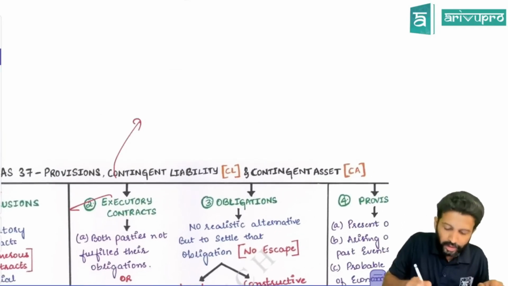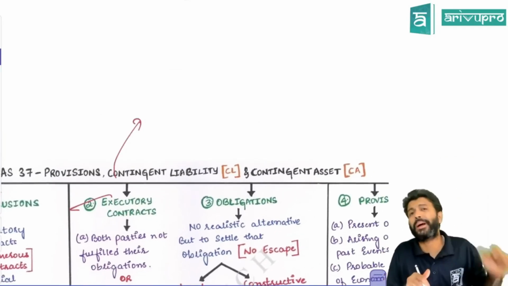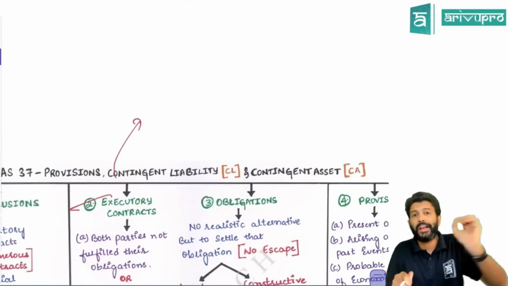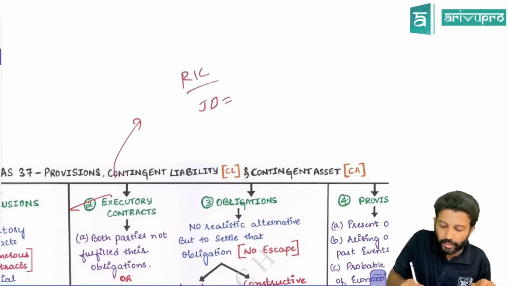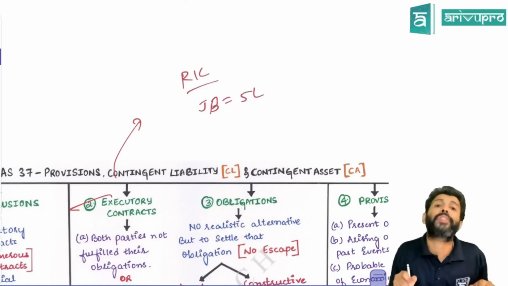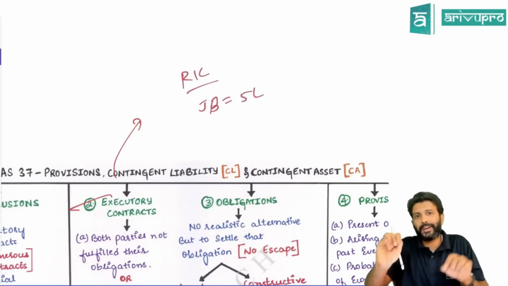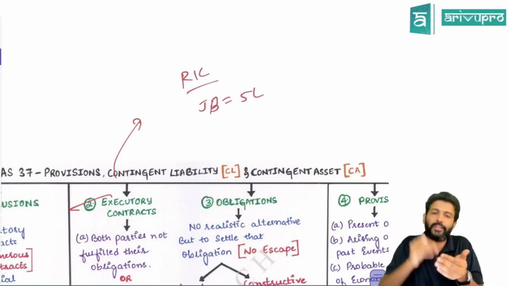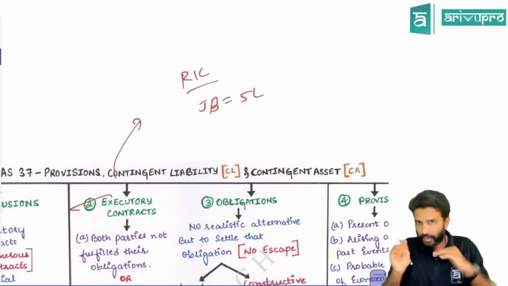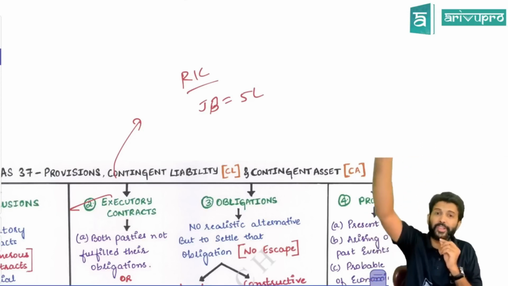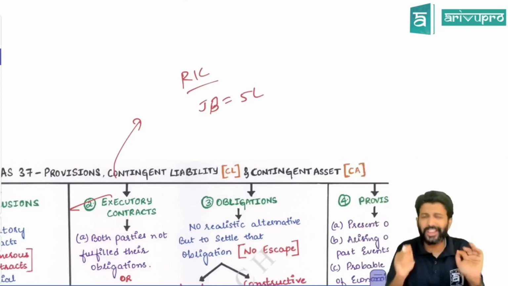I used to give you, in fact, a joining bonus example. Let's say one employee has got a job offer from Reliance. Reliance told him, we'll give you a joining bonus of 5 lakh rupees. They've just signed the employment agreement, but the employment starts next month. Now, this is an executory contract.